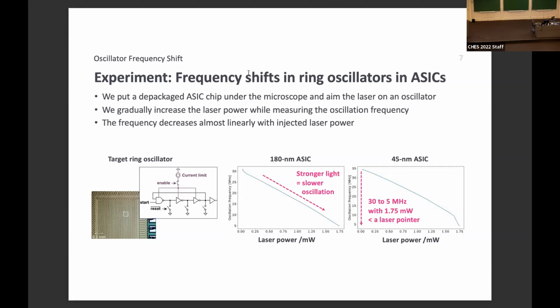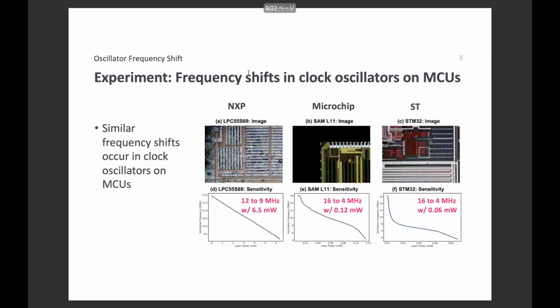You mentioned a green laser and a depackaged ASIC. Did you have to thin, or did you get enough light into the circuit without thinning? Thank you for the question. In all the experiments, as we can see in the figure, the injection is from the top side. So there's no thinning involved.